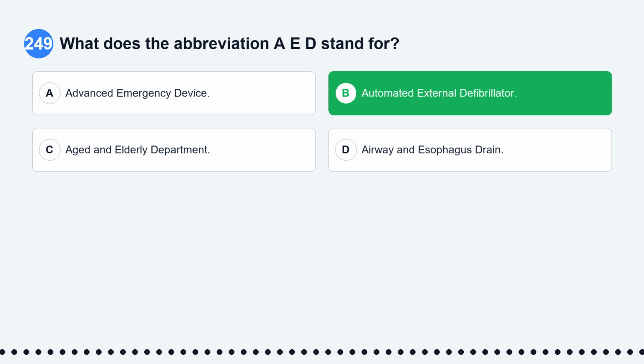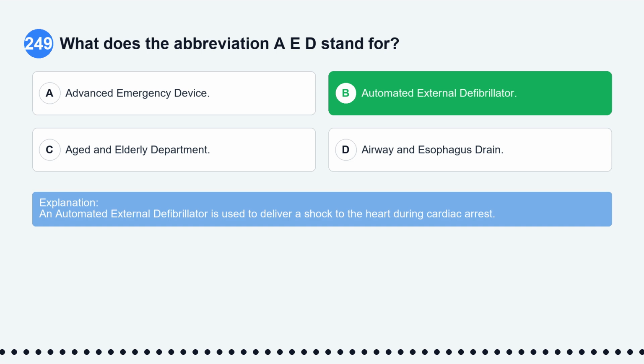The correct answer is option B. Automated External Defibrillator. An automated external defibrillator is used to deliver a shock to the heart during cardiac arrest.